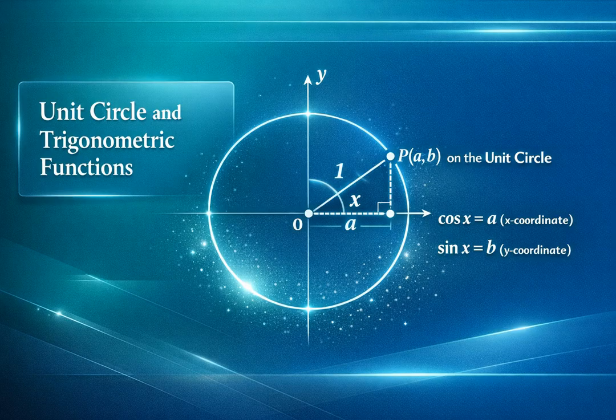Now let's define trigonometric functions using the unit circle. Consider a unit circle with center at the origin. For any point P with coordinates a, b on the circle, making an angle x with the positive x-axis, we define cos x equals a and sin x equals b. The x-coordinate gives cosine and the y-coordinate gives sine.